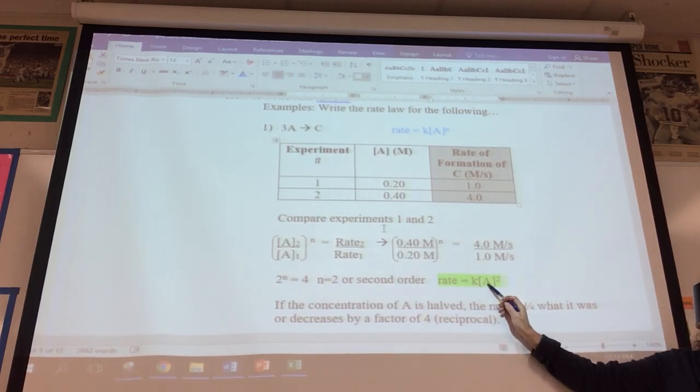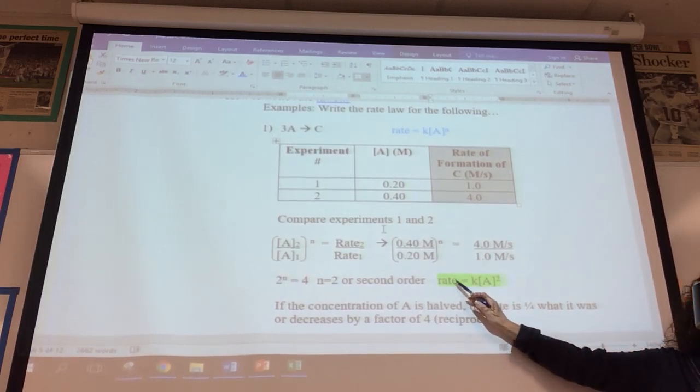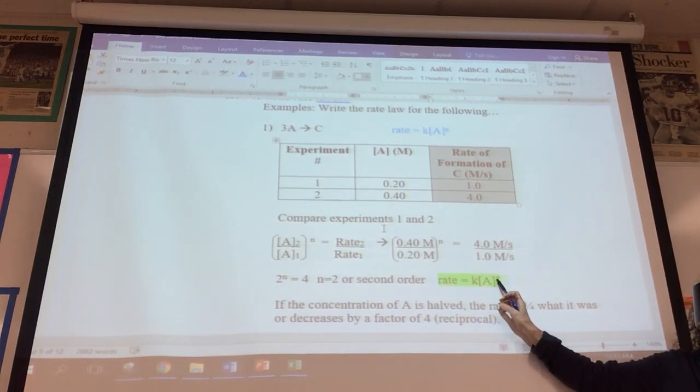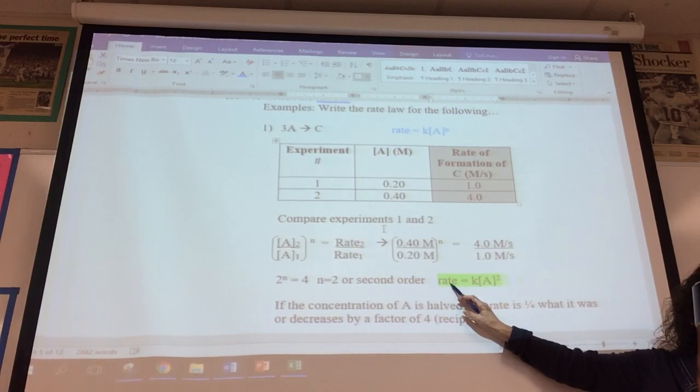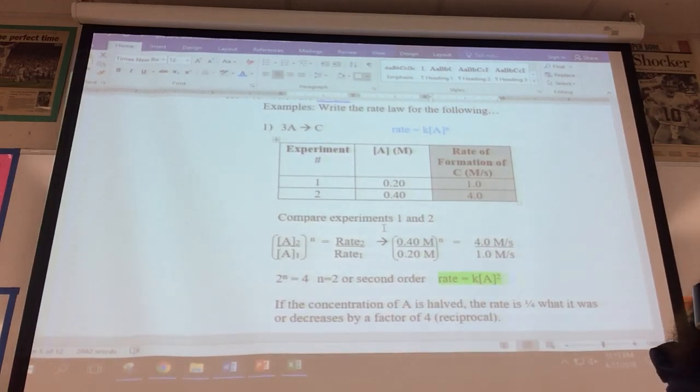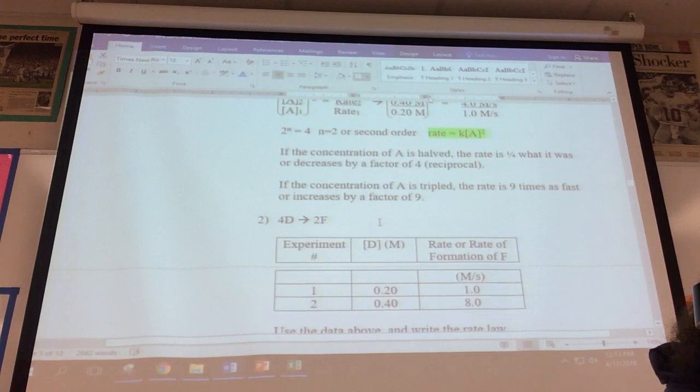If A is tripled, what happens to the rate? 3 squared is 9, so the rate increases by a factor of 9. It's 9 times as fast.